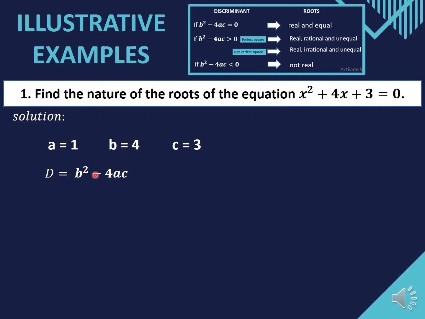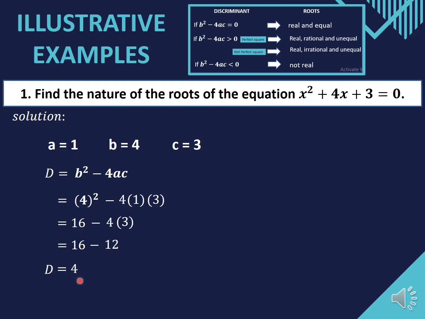b is equal to 4, so we have 4 squared minus 4 times a is 1 and c is positive 3. Now simplifying, 4 squared is equal to 16, as 4 times 4, minus 4 times 1 is 4, times 3. And 4 times 3 is equal to 12. 16 minus 12 is equal to positive 4. Therefore, the discriminant is equal to 4.